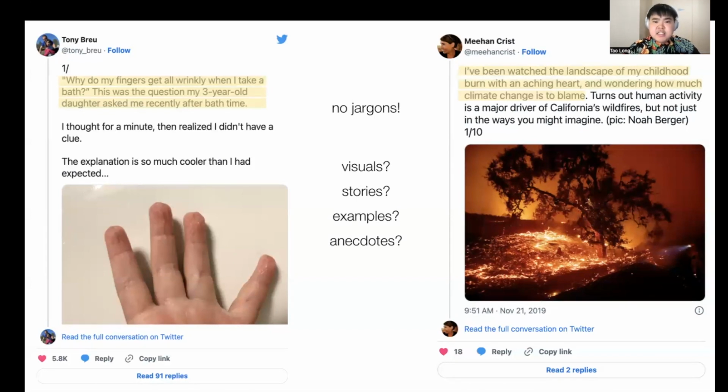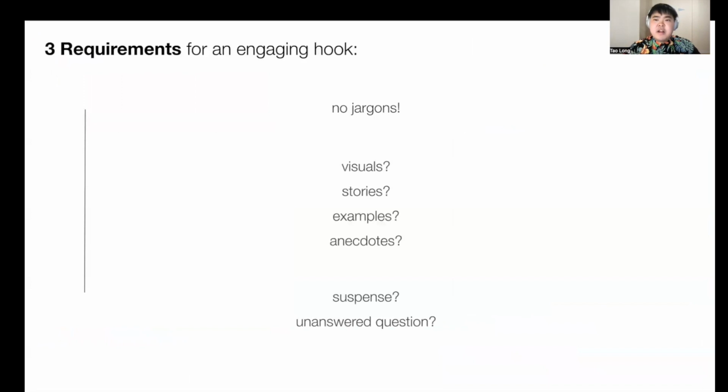Also, the last sentence of the hook usually leaves out some unanswered questions, thus making the readers feel curious and keep reading on the threads. Thus, after we collect all these patterns that we find from a large set of tutorial hooks, our team generalized them into three major requirements for good and engaging tutorial hooks.